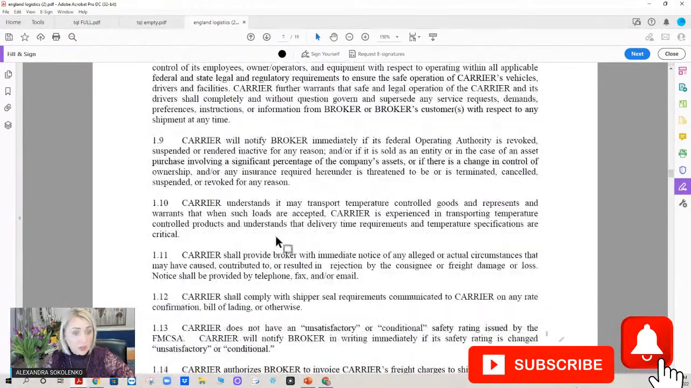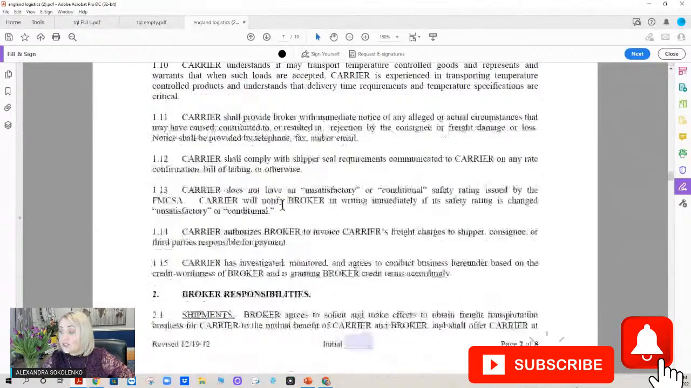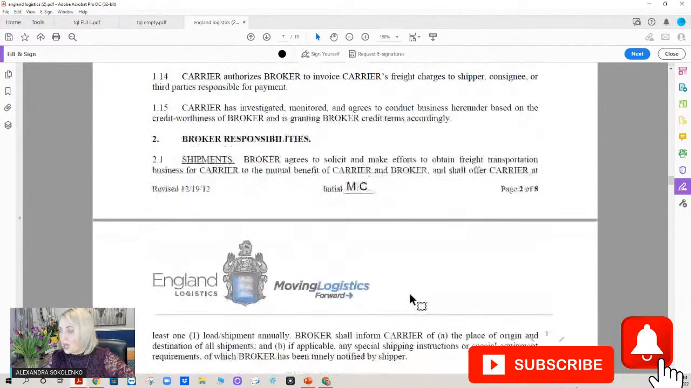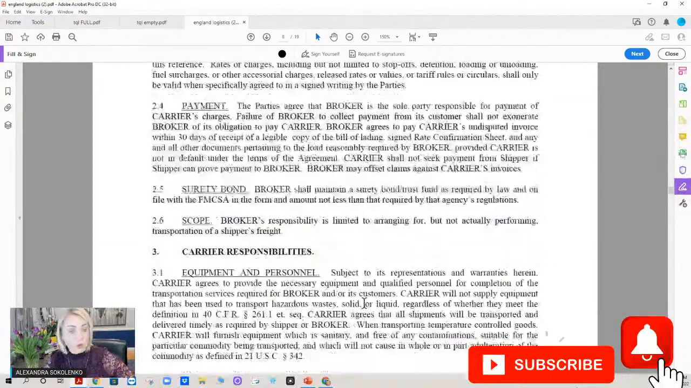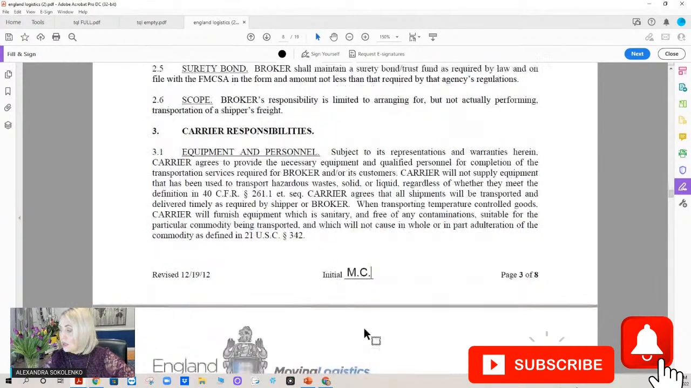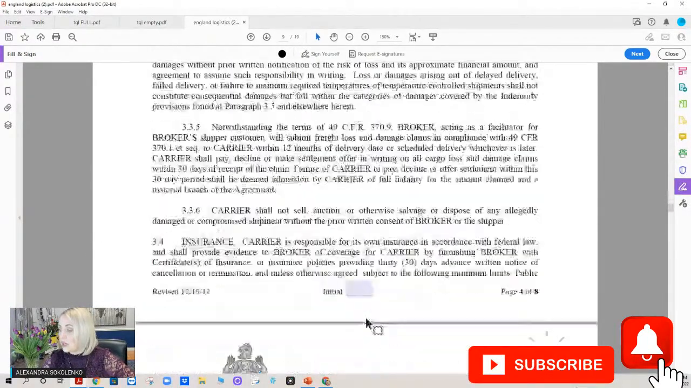And again, are we going to be reading from this? All the broker carrier agreements are different, so they have different stipulations. They want you to initial, again, MC, right? Mike Chester, the guy who owns this fake company. Again, MC, MC, and keep going, guys.